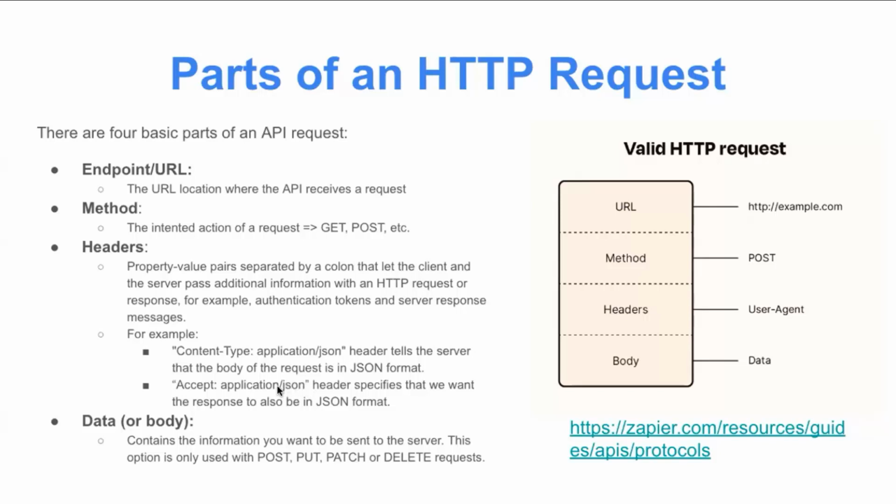The data or the body would simply contain the information that you would want to be sent to the server. So for example, if you want to send a gene set to be added to the database, you would send this in the data or the body of your API request. The data or the body is only really an option for post, put, patch, or delete requests, mainly because for a get request, we are asking to retrieve data, and so we're not really expected to send any data for this.